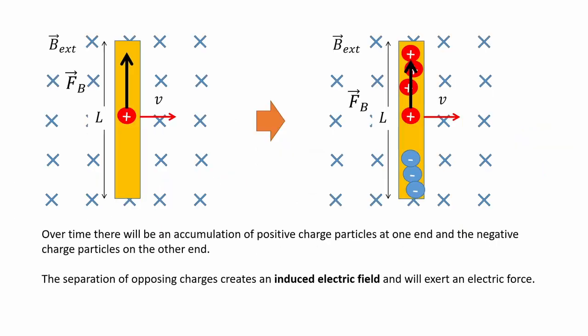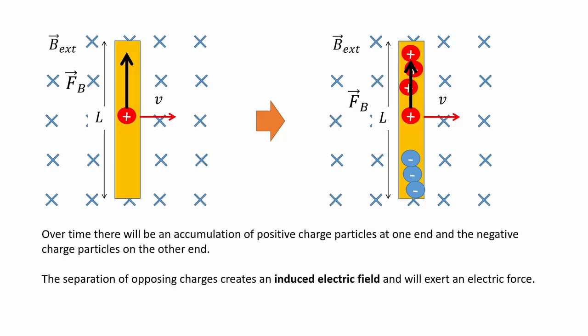Reorienting the rod in a two-dimensional view, we see that the external magnetic field is going into the plane as indicated by the X mark. The magnetic force is still pointed upward along the wire. Over time there will be an accumulation of positive charge particles at one end. Note that the conductor started as neutral, having equal positive and negative charges. Since the positive charges are migrating upward, the negative charges will migrate in the opposing direction.